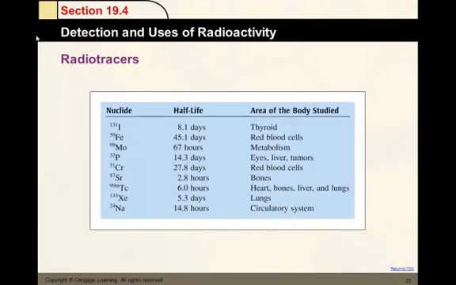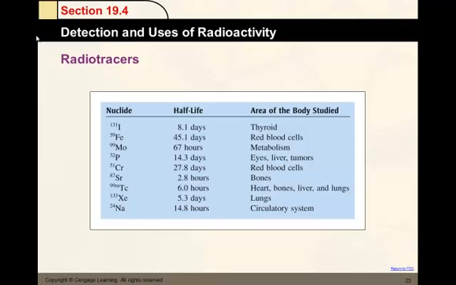Here are some examples of nuclides that are used to study the human body. So iodine-131, area of the body studied, thyroid.